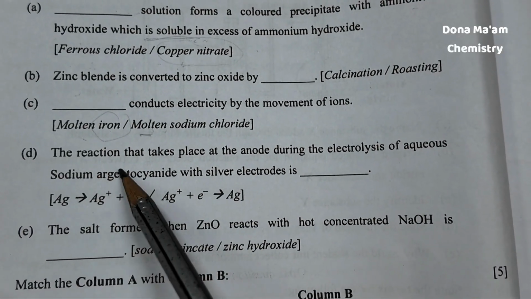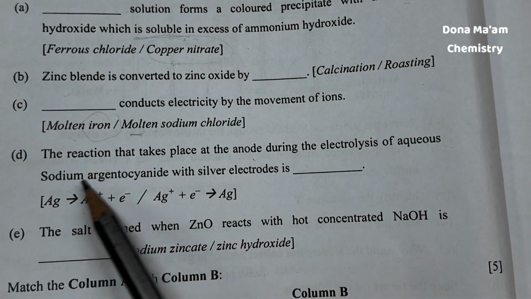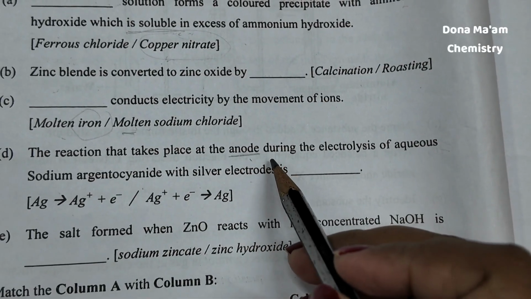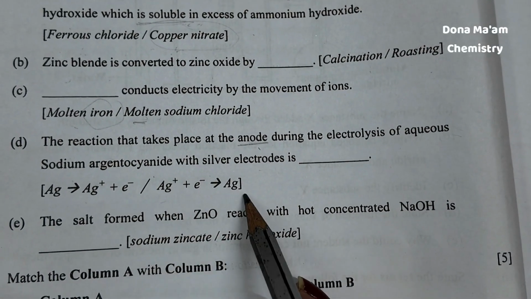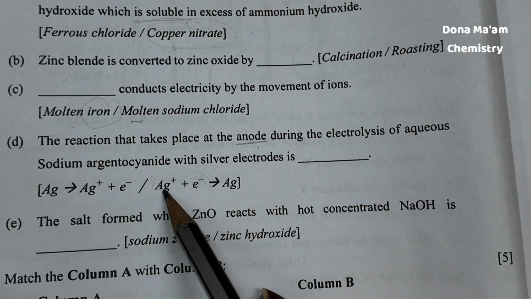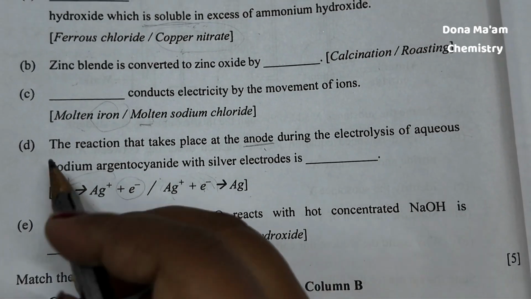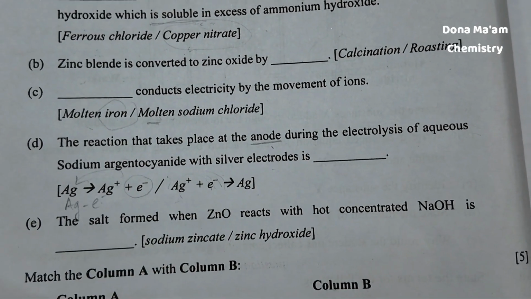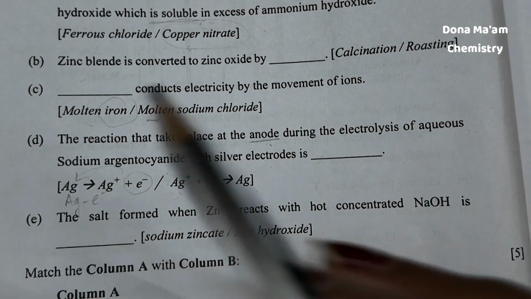Next, the reaction that takes place at anode during electrolysis of aqueous sodium argentocyanide with silver electrode. So at anode, and we all know anode gives oxidation reaction, right? In this reaction we see that electron is getting added, so here it is getting reduced, but in this case this electron on this side, when it comes, it gives Ag minus of electrons, so it is getting oxidized. So the answer is the first equation.